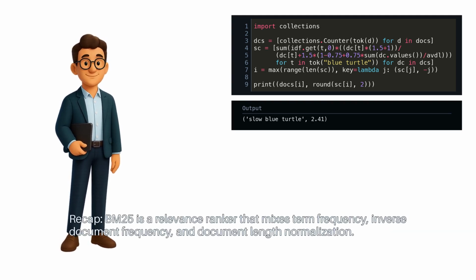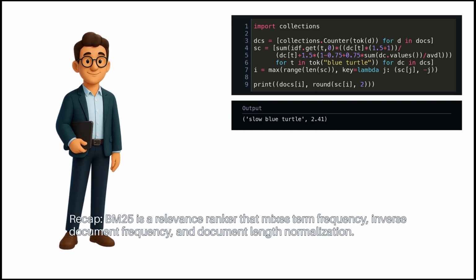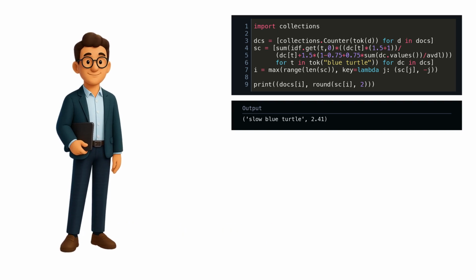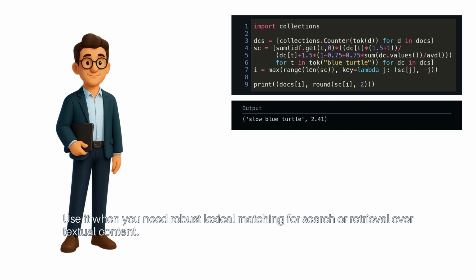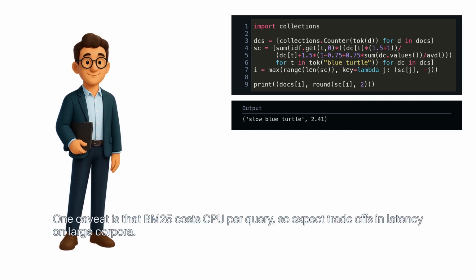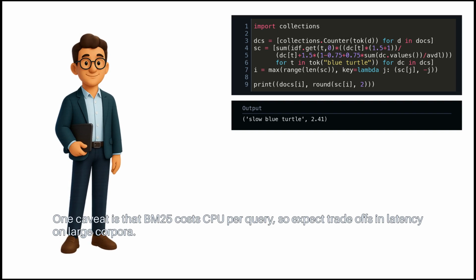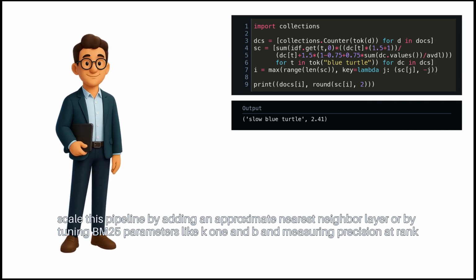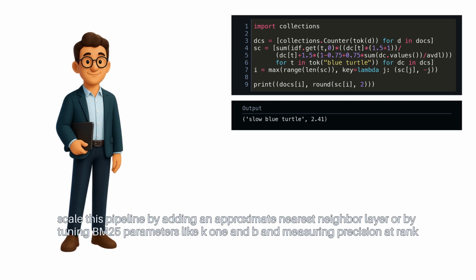Recap: BM25 is a relevance ranker that mixes term frequency, inverse document frequency, and document length normalization. Use it when you need robust lexical matching for search or retrieval over textual content. One caveat is that BM25 costs CPU per query, so expect trade-offs in latency on large corpora. Next step, scale this pipeline by adding an approximate nearest neighbor layer, or by tuning BM25 parameters like K1 and B and measuring precision at rank 1.